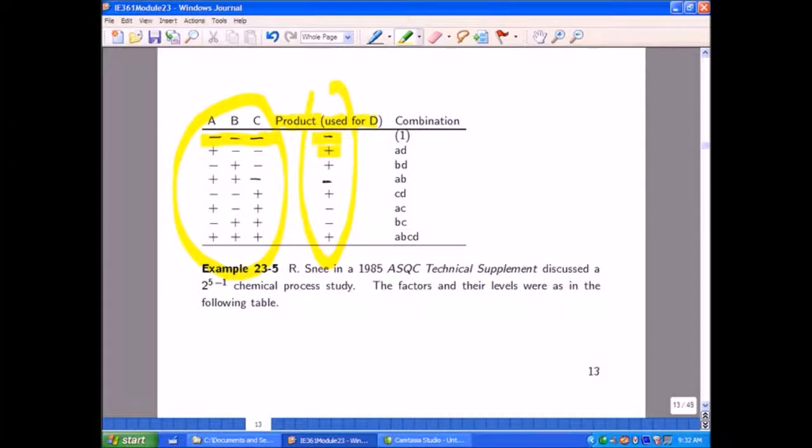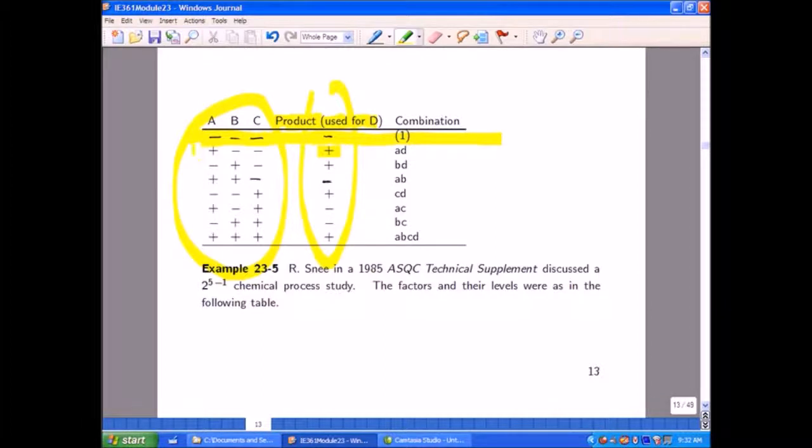So we're talking about a half fraction of the 2 to the 4th. 4 factors, A, B, C, and D. How do I set levels for D? I use products of signs for A, B, and C. And if I look across this first row, that tells me what? It says one setup of the experiment will be for A low, B low, C low, and then D low. That's a combination that in this special 2 to the P factorial notation we call combination 1.